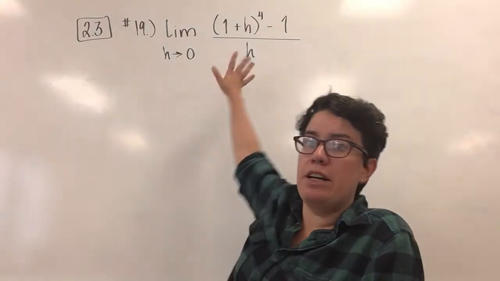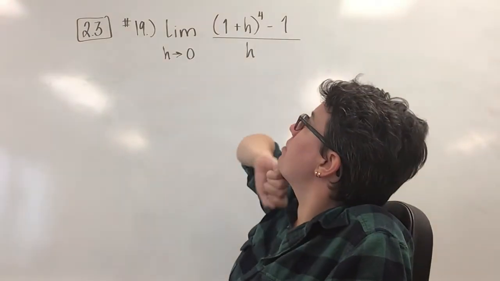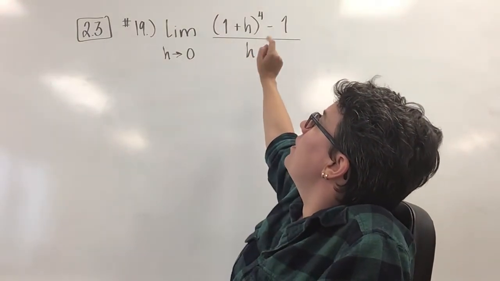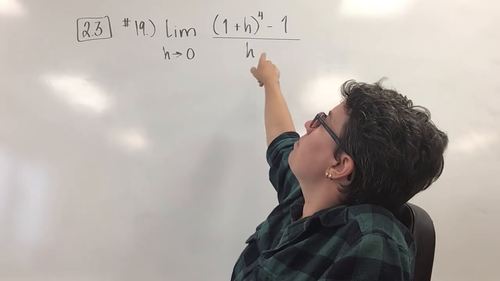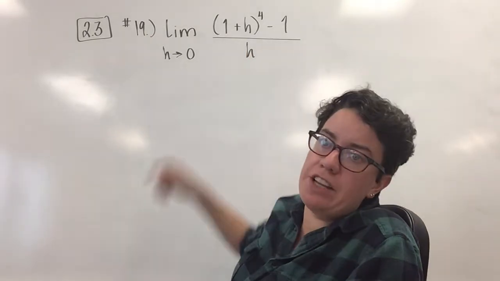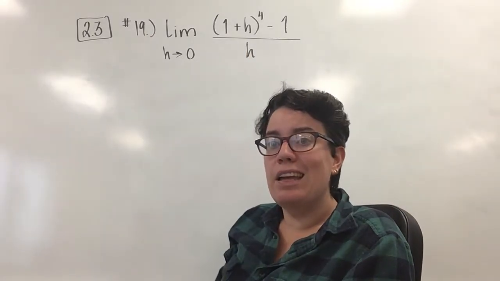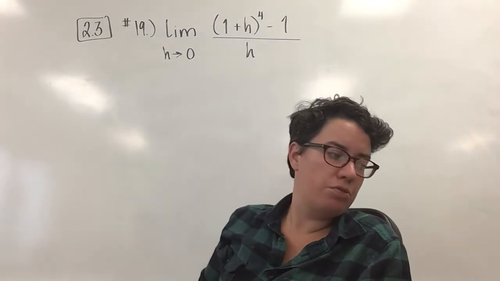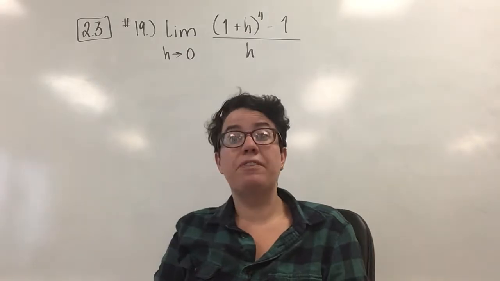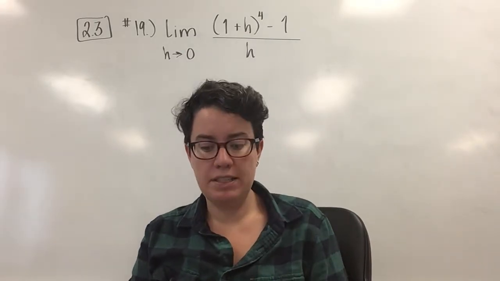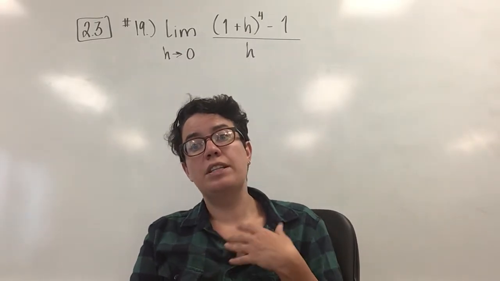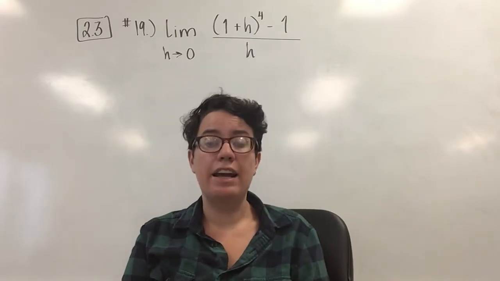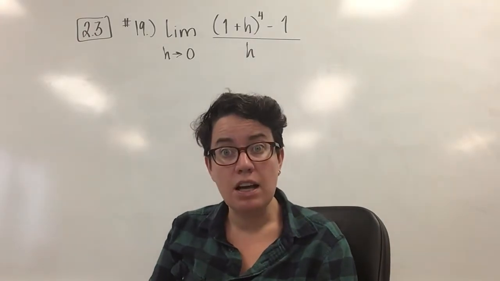So, number 19, we have the limit as h approaches 0 of (1 plus h) to the fourth minus 1, over h. So when we plug in 0, we get 1 minus 1 over 0, so 0 over 0. So we've got an indeterminate form. We know we want to simplify, see if it's going to have an asymptote, see if it's got an actual limit, and it's just got a removable discontinuity.